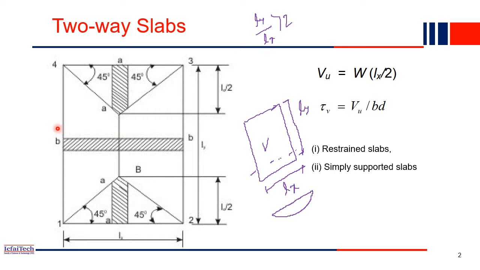Moreover, these slabs should have sufficient depth to control the deflections. So we should provide adequate depth. Thus strength and deflection are the requirements for the design of two-way slabs. So now let's get started.